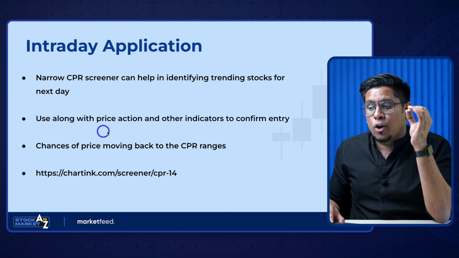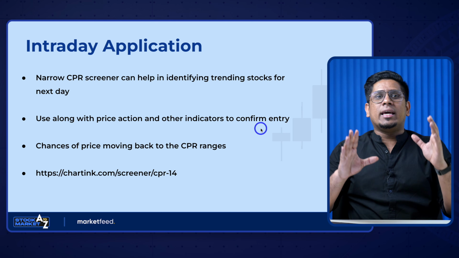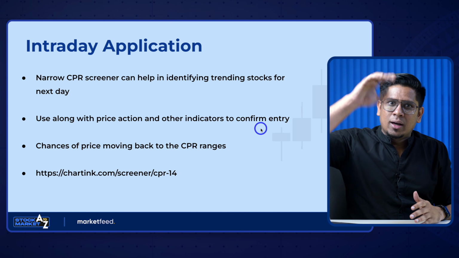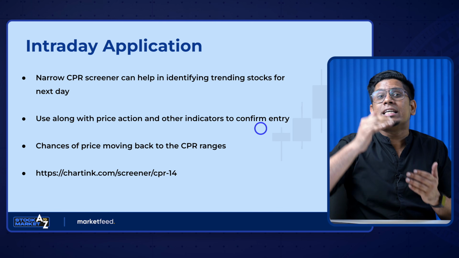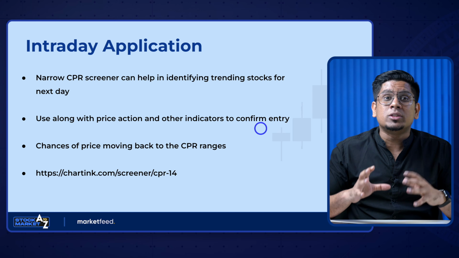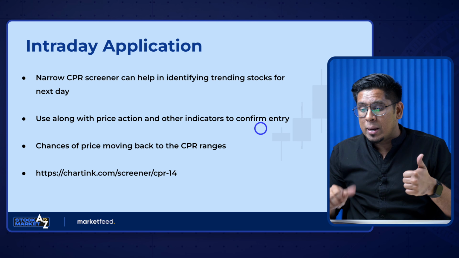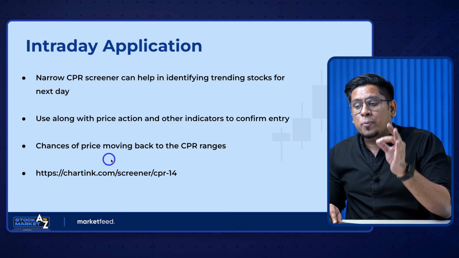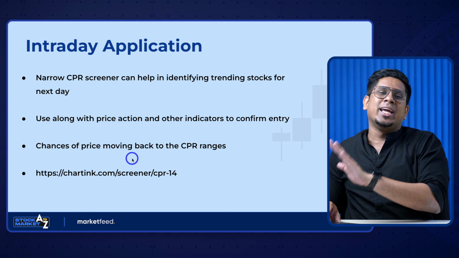Number 2 is use along with price action and other indicators to confirm entry. So what I would say is I plot my CPR. I have the central pivot range with the top and the bottom central pivot, R1, R2, R3, S1, S2, S3. I look into them mostly in order to understand supports and resistances. Very beneficial. And finally, chances of price moving back to CPR ranges, you can also keep that in mind and take trades based on that.